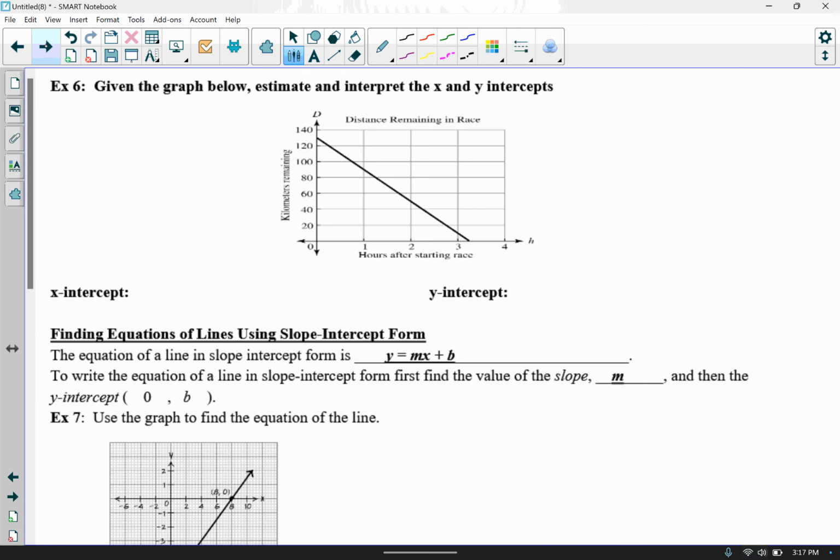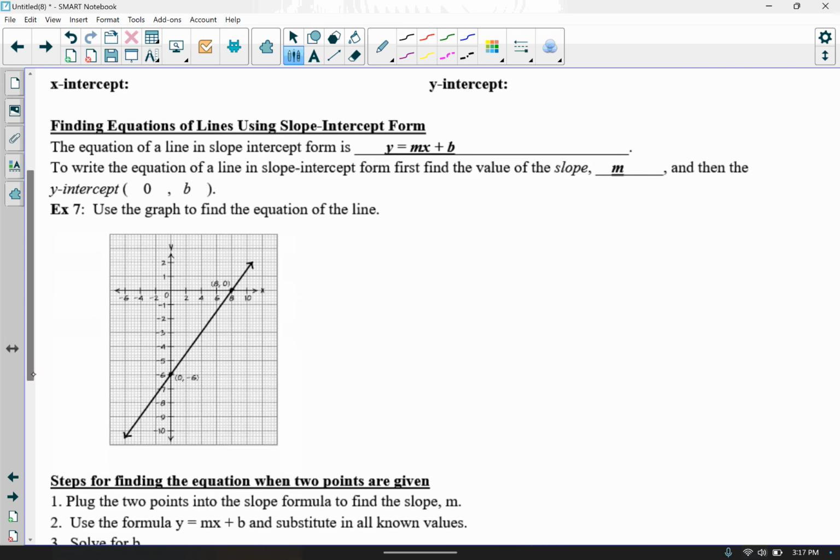All right, let's flip it on over. In example 6, it wants you to identify your x and y intercepts and then just interpret its meaning. I think that one is very self-explanatory. We spent a lot of time in the last section identifying x and y intercepts, and the interpretation part, I think that's going to be self-explanatory. If you struggle with it, though, you'll be able to see it from the solution key. So I'm going to let you try that one on your own. Let's come on down then and let's look at example 7.